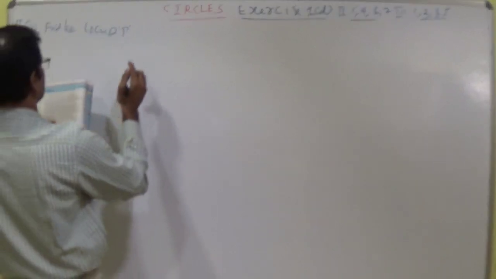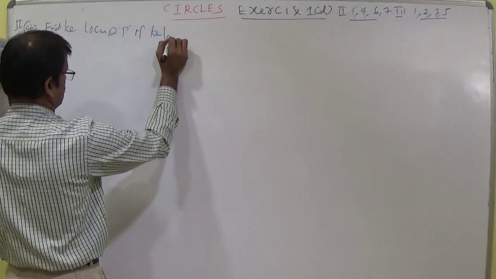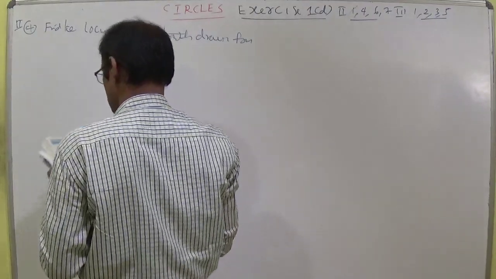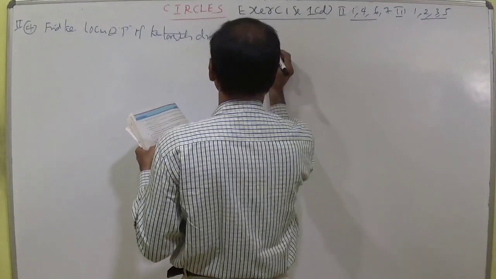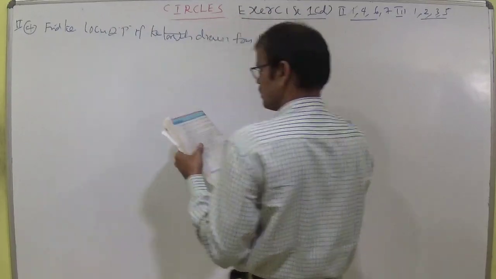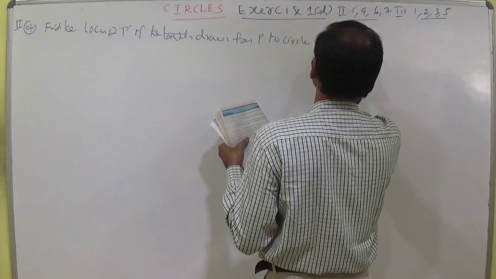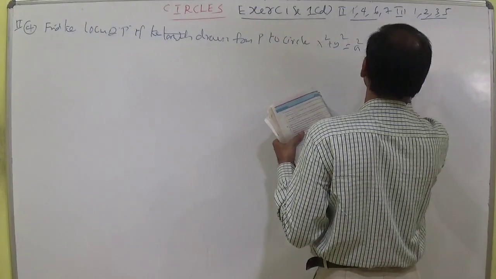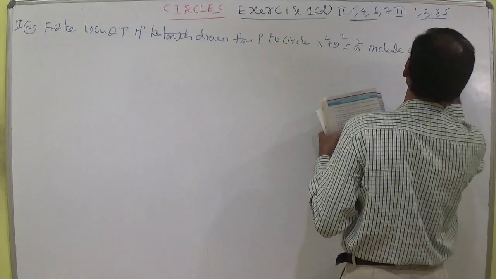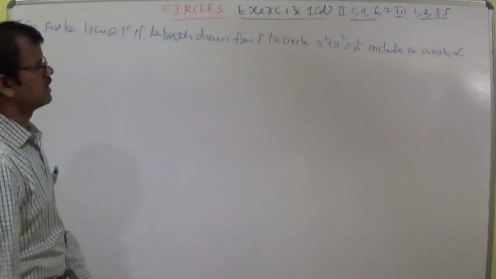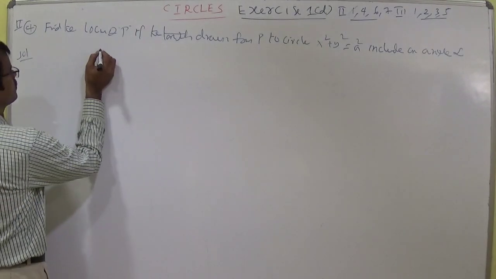Find the locus of P if the tangents drawn from P to the circle x square plus y square is equal to a square include an angle alpha.